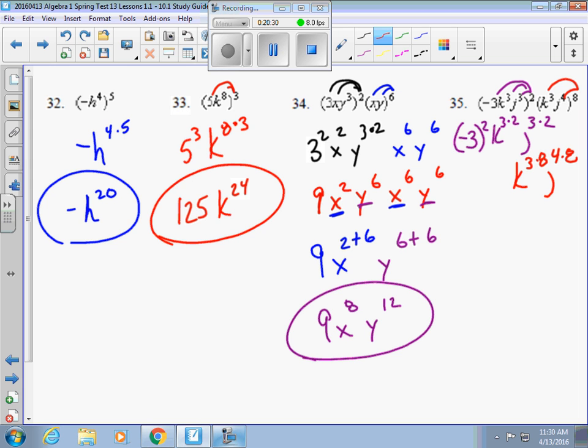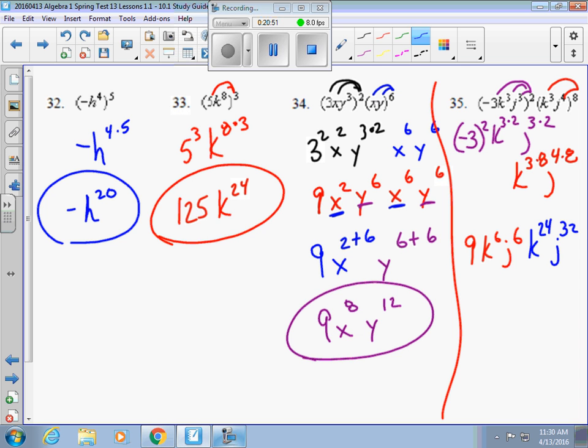So for that first one, negative 3 to the second power, negative times a negative is a positive 9. k to the third to the second becomes k to the sixth. j to the third to the second becomes j to the sixth. Then on that second one, k to the 3 times 8 is to the 24th. j to the 4 times 8 is 32nd. So we got a lot of big numbers up here, but it's simple at this point.